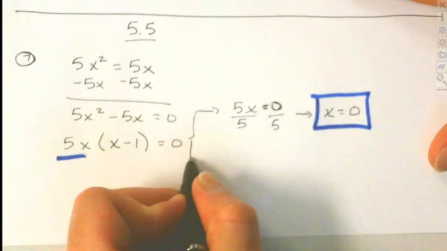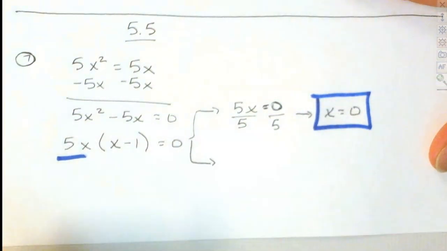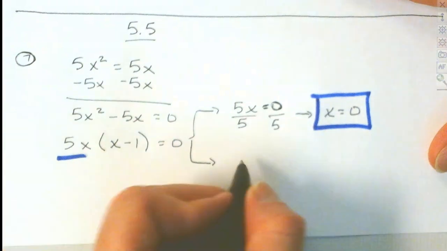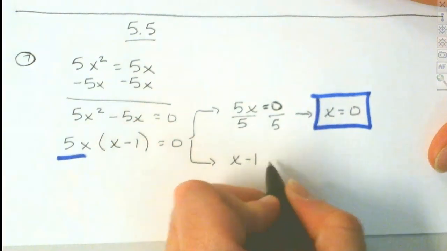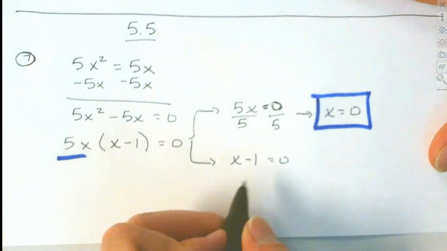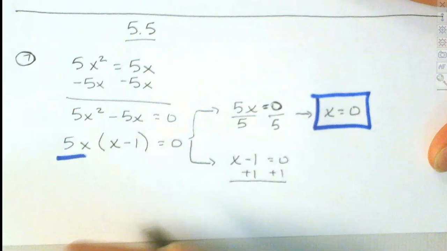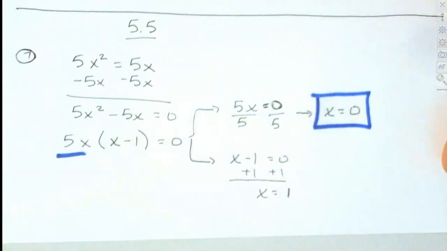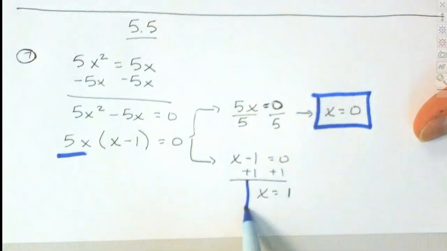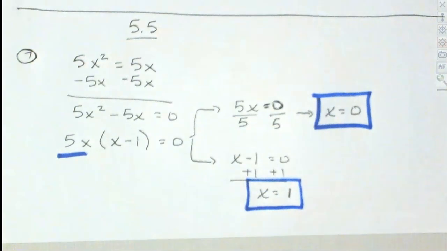What about the other one? Because we're going to get 2 answers, 2 solutions. Well, the other one is x minus 1 equals 0. How do we finish it? We add 1 to each side. And so that gives me my second answer to be x equaling now what? 1. So there are the 2 solutions. And we have 2 solutions because our highest power is squared. So that tells me at most 2.